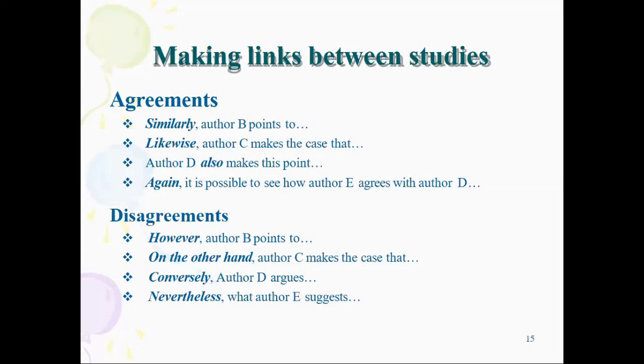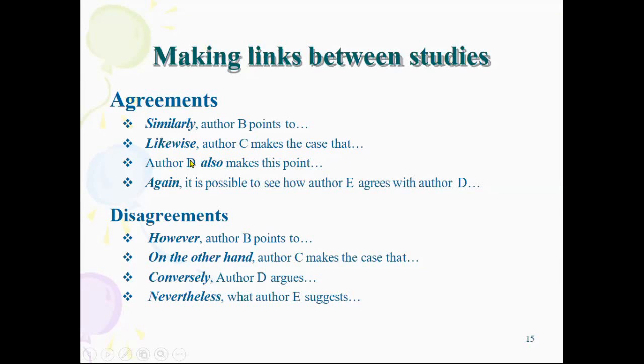Now next thing is selection of the keywords, the important words, how you can write things, because it's really important to select things or make the links between different studies. If you are going to agree with a certain statement, then how you have to write these things. You can write similarly, author B says that this is that thing present in study A, or you can select a keyword like likewise. Author C says that in this particular scenario this would happen, or you can say that author D also makes this valid point or supports your study.